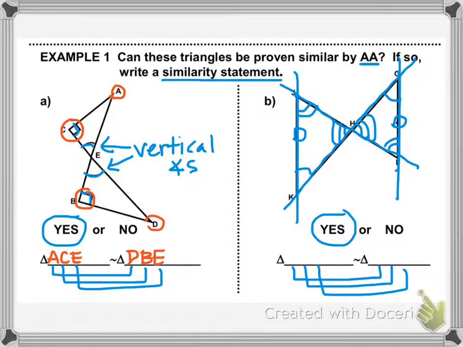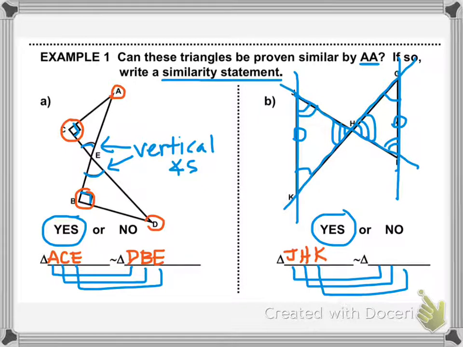So let's go ahead and set up our similarity statement. If you want to try this on your own, that's fine. Yours might look different than mine, but just make sure that you've got the corresponding vertices in the same position. It also doesn't matter which triangle you put on the left or the right of your similarity statement. So I'm just going to start with the one on the left. I'm just going to call it JHK.